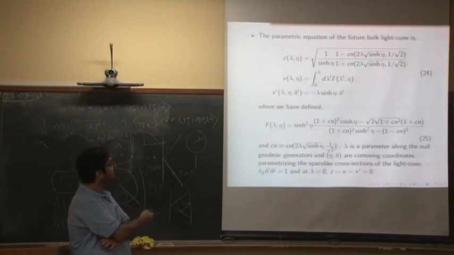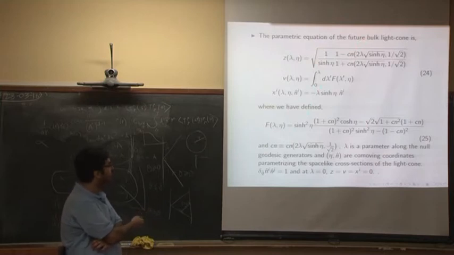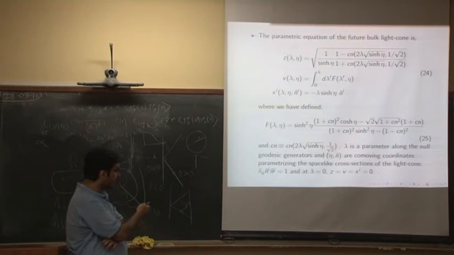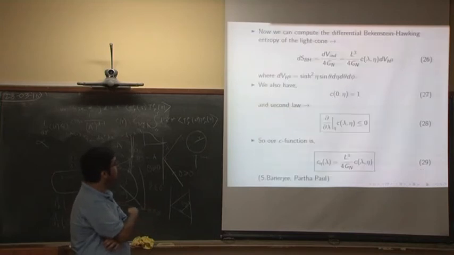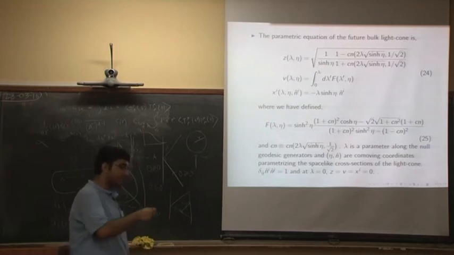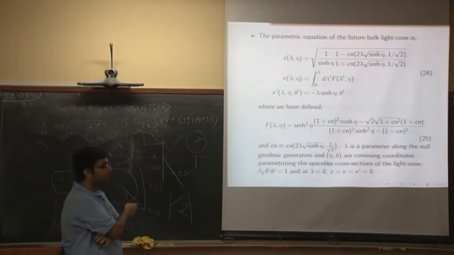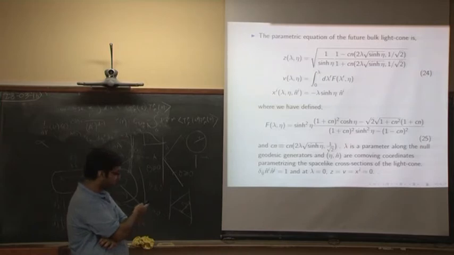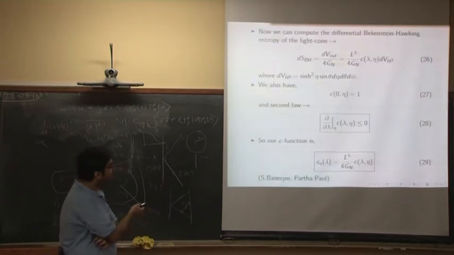This is the equation of the future bulk light cone of that boundary point x equal to z equal to 0. It is a complicated thing, but you can do it. Now I define my C function in the same way. Now I have an eta dependence. Previously the C function did not depend on eta, because of the Lorentz invariance of the geometry. Now the C function depends on eta, but that's not a problem.